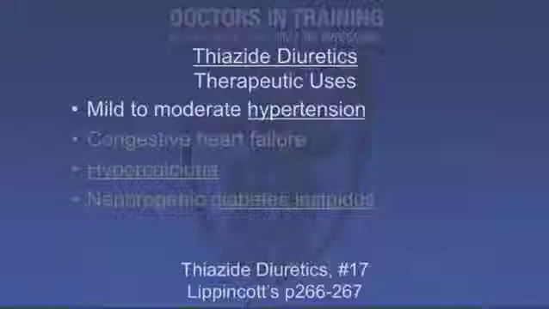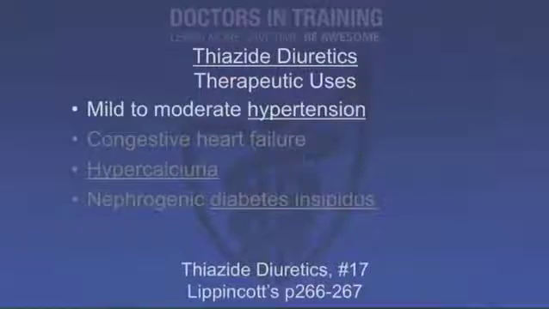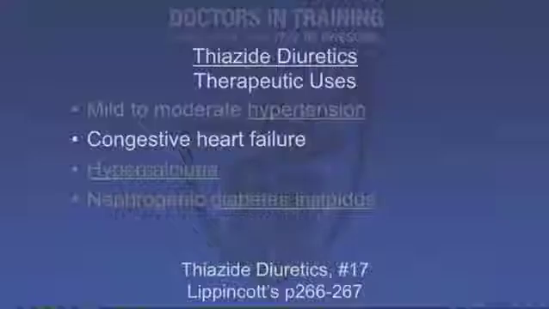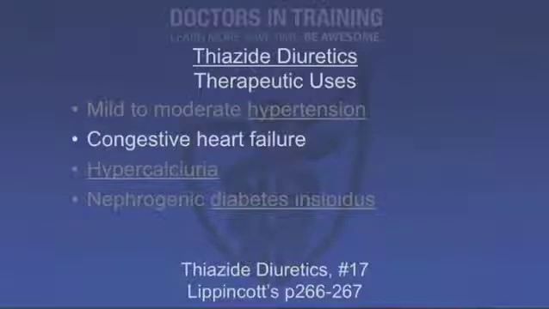Now, it's really primarily used in mild to moderate hypertension. Thiazide diuretics tend to be one of the drugs of choice because they're relatively inexpensive and they're very well tolerated drugs. They're also used very specifically in congestive heart failure. Some internists will use them first line. They tend to reduce the extracellular volume and reduce edema associated with this congestive heart failure.